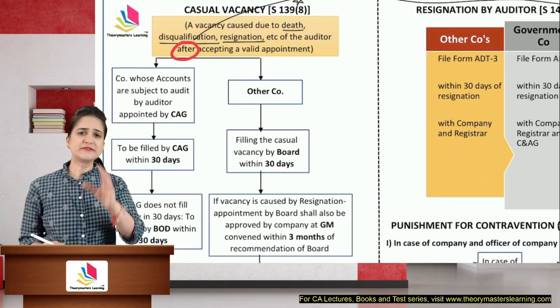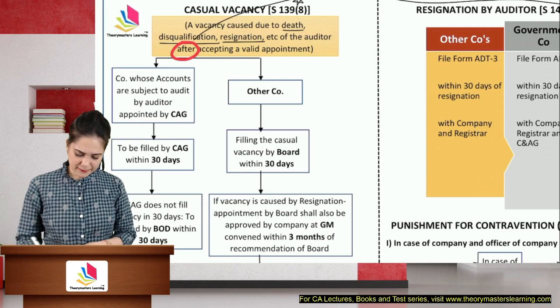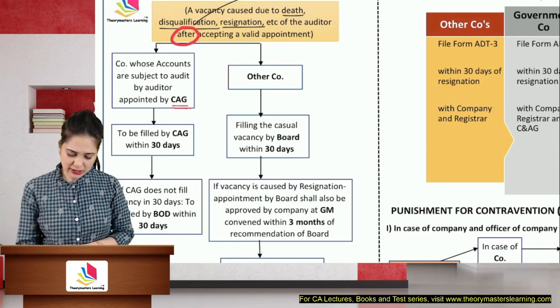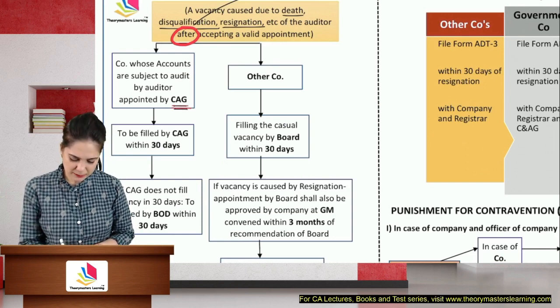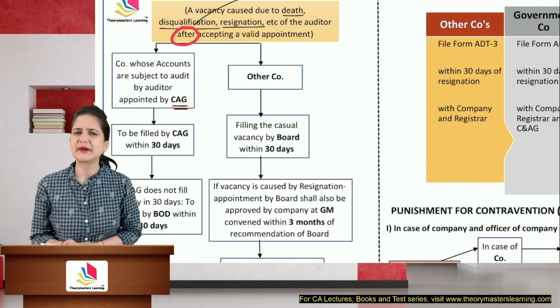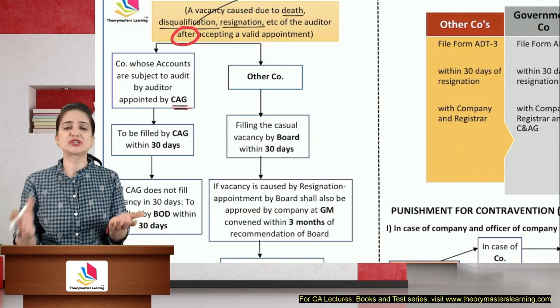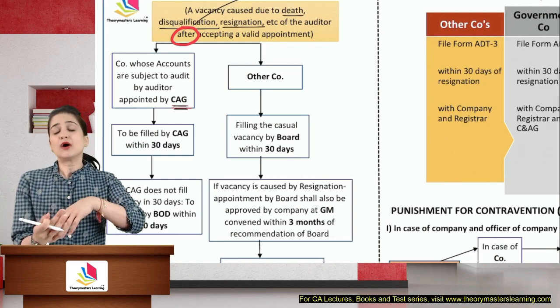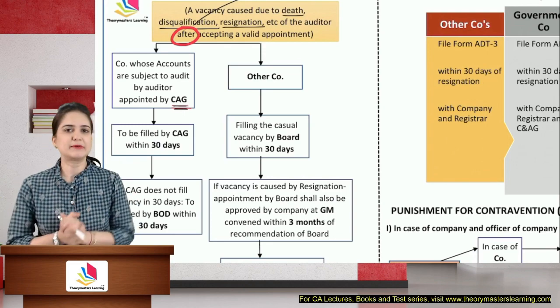Now, if the casual vacancy is created in case the auditor is appointed by the Comptroller and Auditor General, so you are a company whose accounts are subject to audit by the auditor appointed by CAG. This will happen in case of a government company or a company which is either owned or controlled directly or indirectly by the central government, one or more state governments, or partly by the central and partly by a state government.